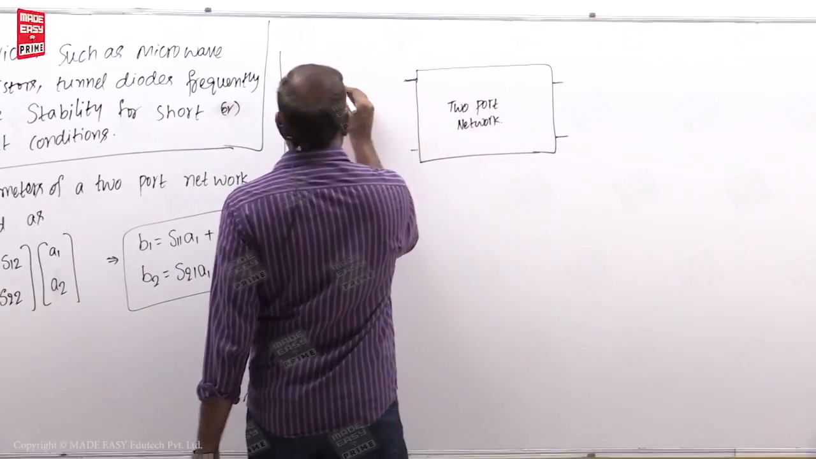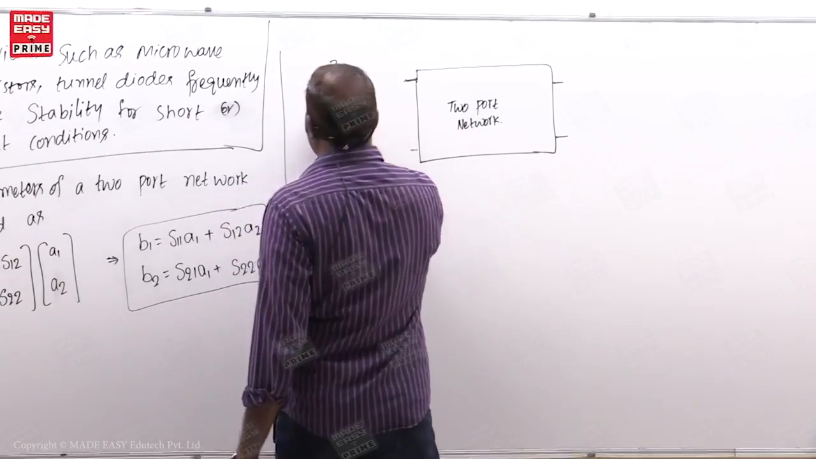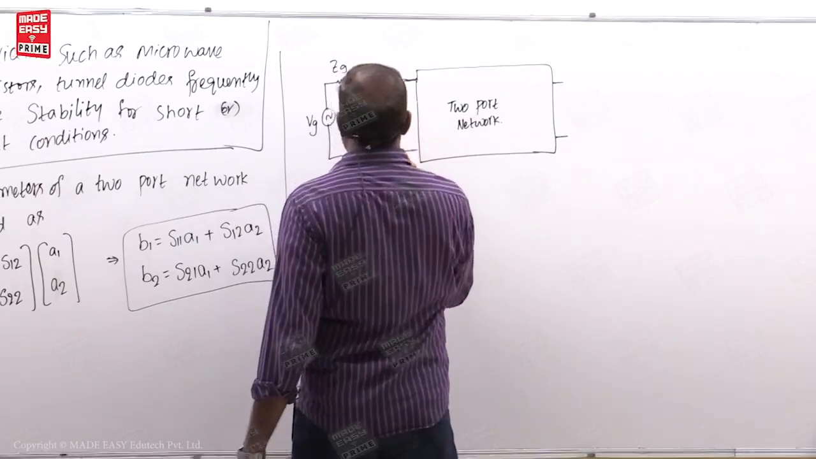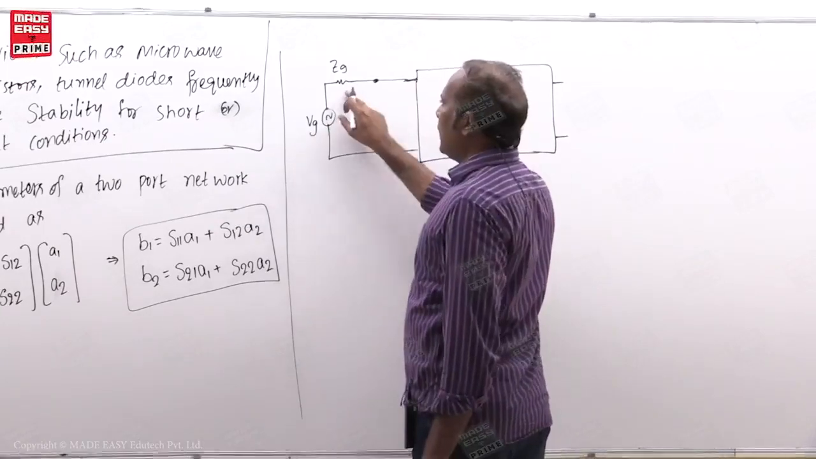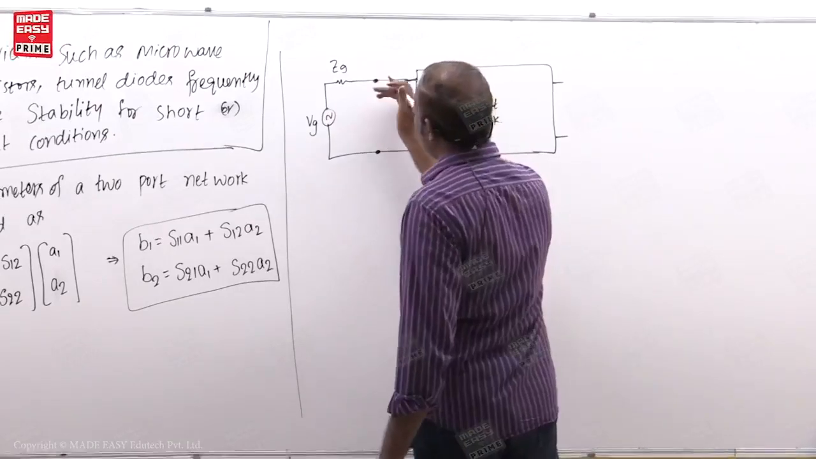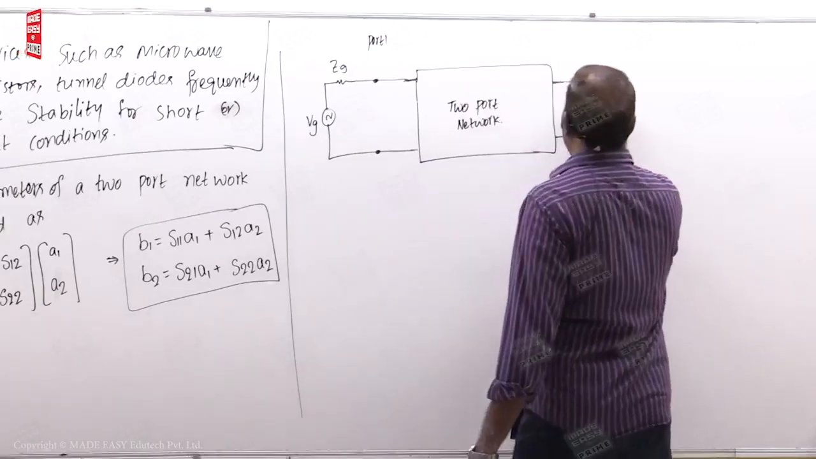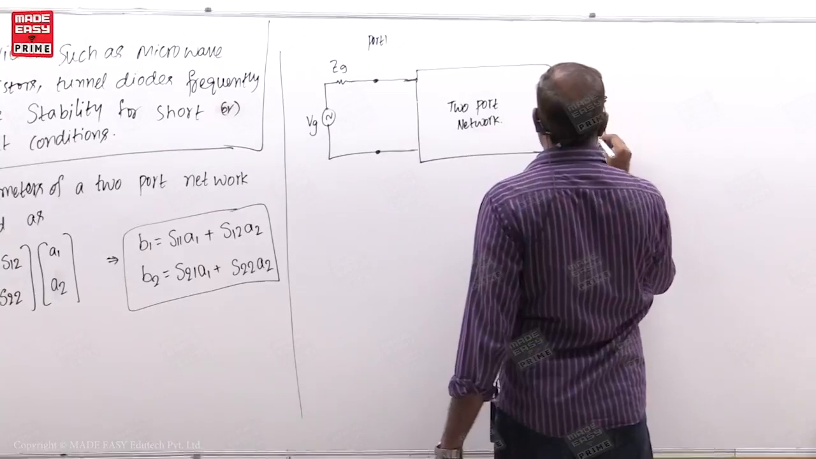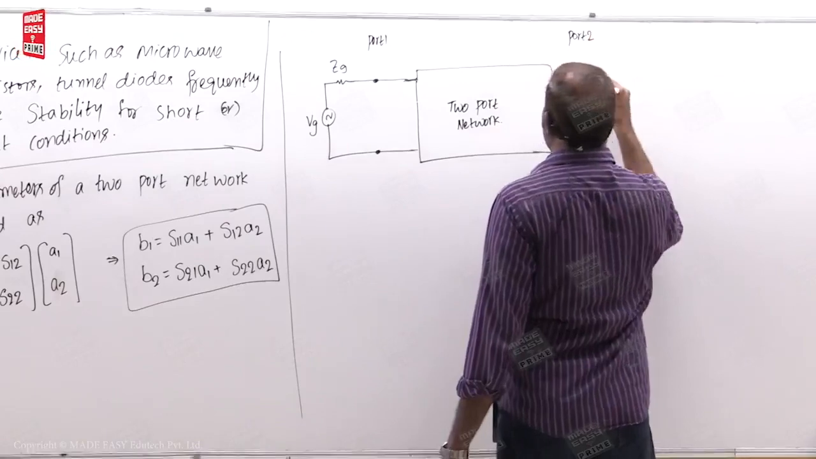Now here let us connect some source, ZG and VG, like this. We have connected some source here. This source has a generator voltage and an internal impedance like this. It is connected here to port 1. Okay, this is port 1. And similarly, some load called ZL is connected to port 2. This is port 2.